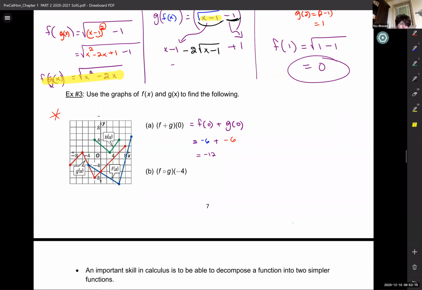How did you get -6? For which one, the red or the blue? Both. So you want f of 0, right? You want the value, the y value of f when x is 0. When x is 0, the y value of f is here, -6.